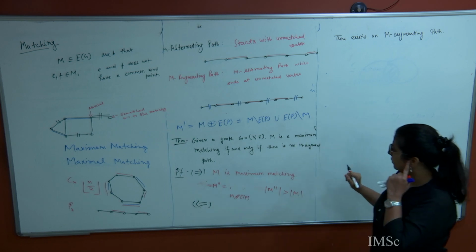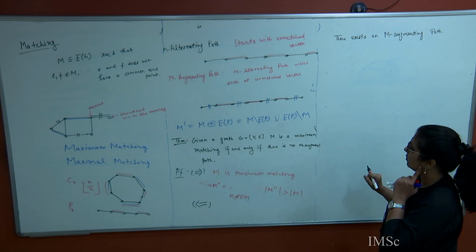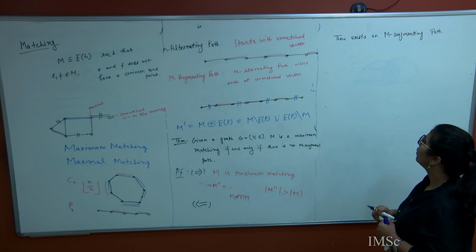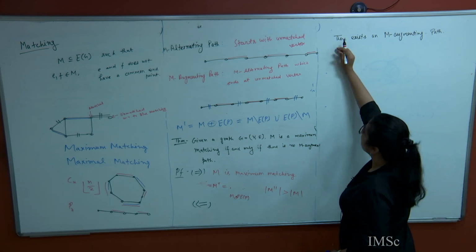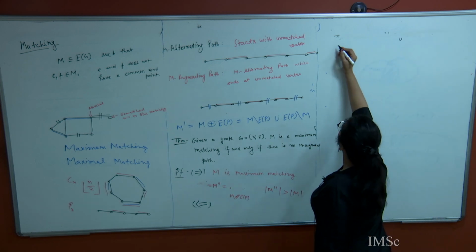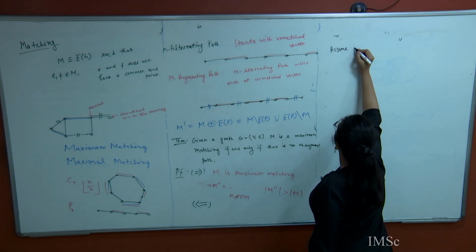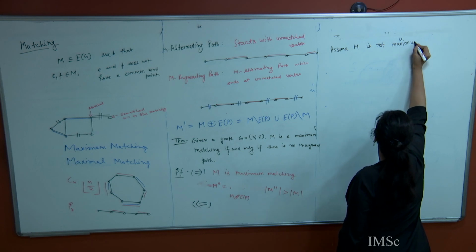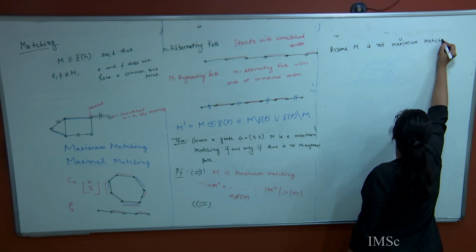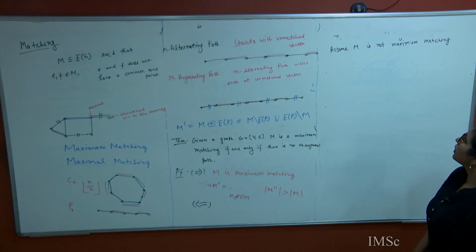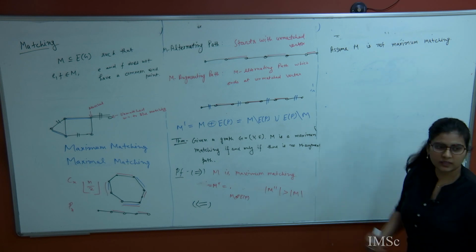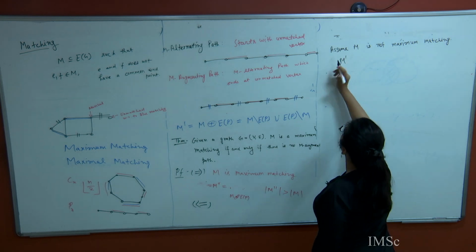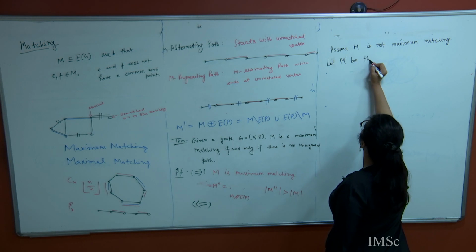then there is an M augmenting path. Okay, so suppose M is not a maximum matching and we have to show that there is some M augmenting path. How will we find that? Assume M is not maximum. If M is not a maximum matching, then there exists some maximum matching. So let M prime be the maximum matching.